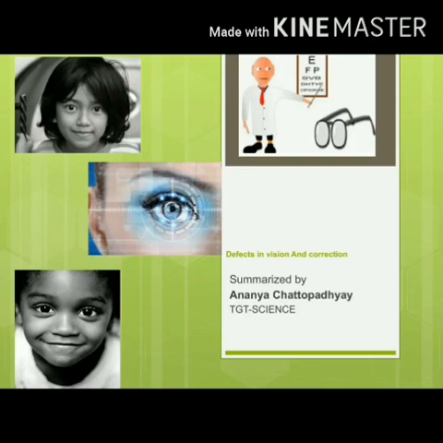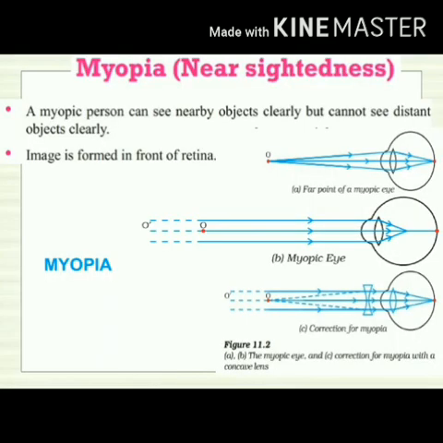From the chapter you have already known, you have three main eye defects in your syllabus. One is myopia, or nearsightedness, short-sightedness, another is hypermetropia, and the last one is presbyopia. Some facts you need to remember about all these eye defects and about their correction. Now the first one is myopia.